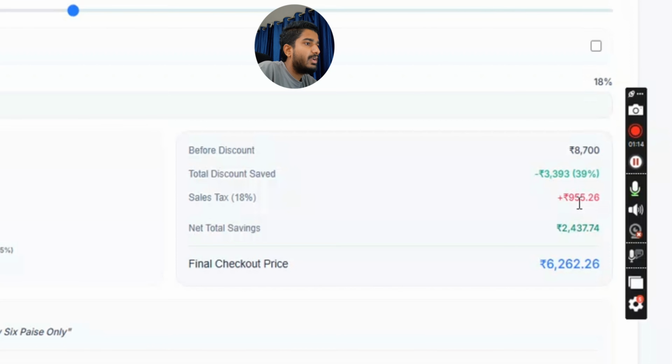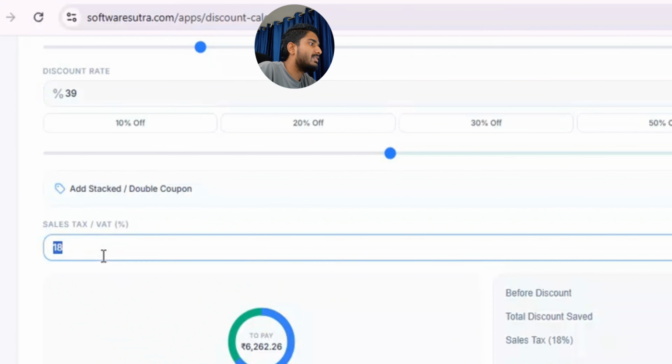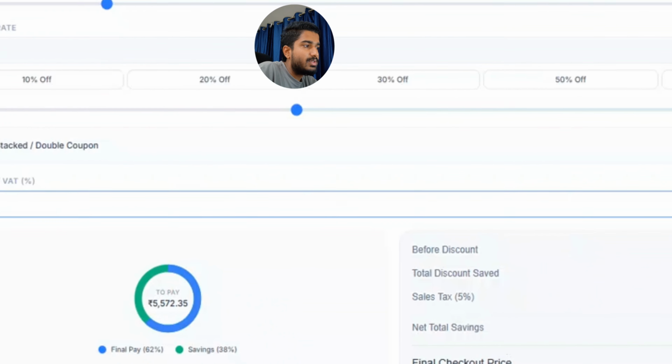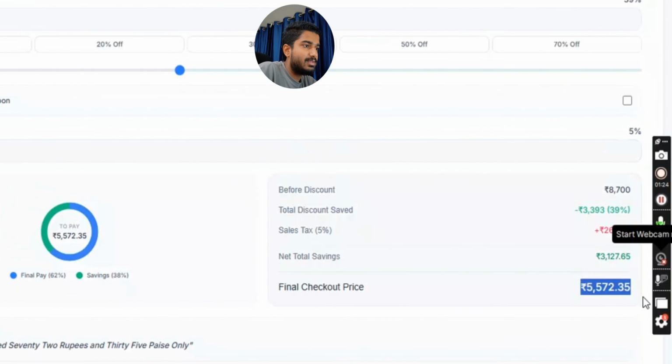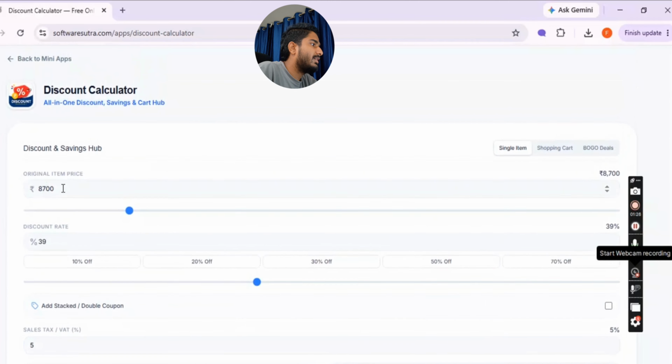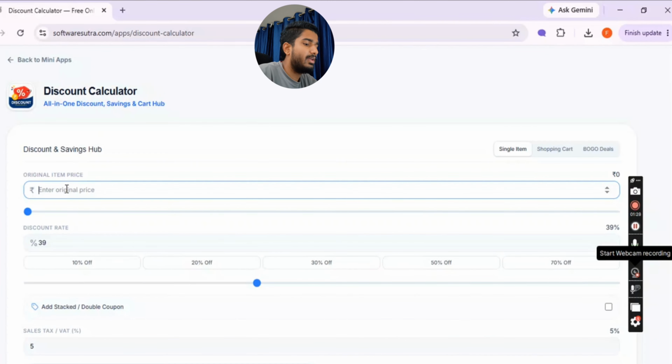So the tax is 18%. You can also change the tax. Like if the tax is only 5%, you can also check here the net total savings and the final checkout price is this.